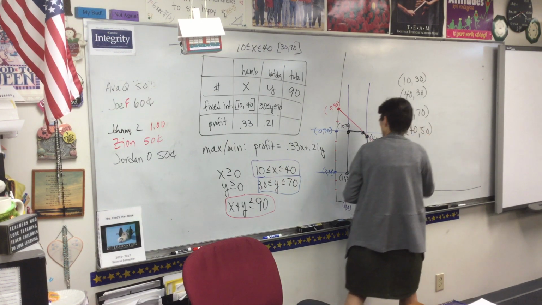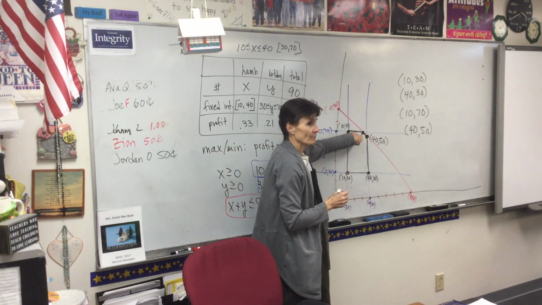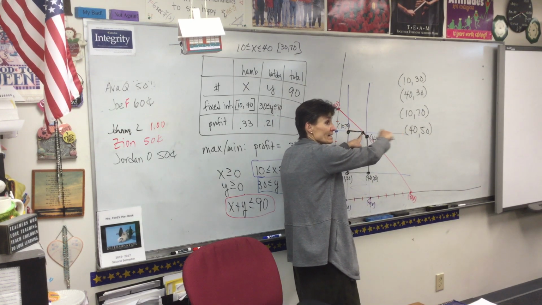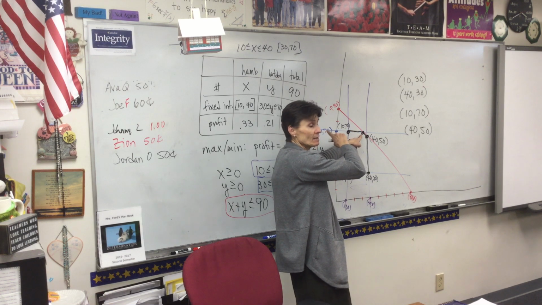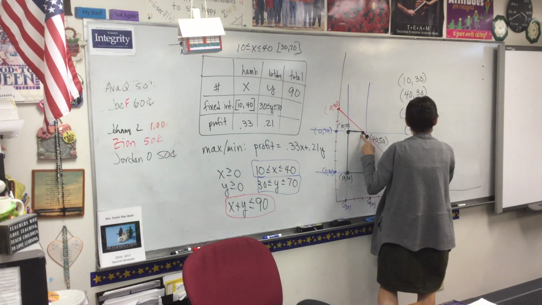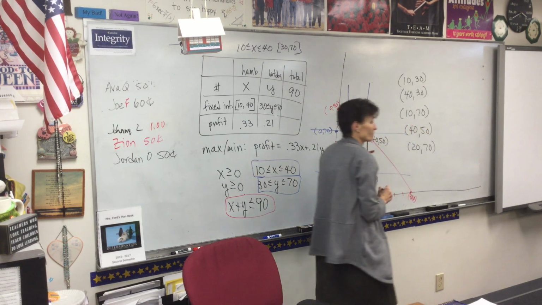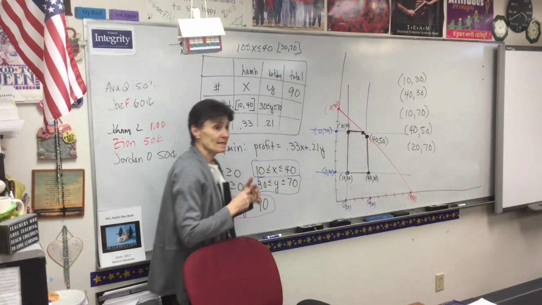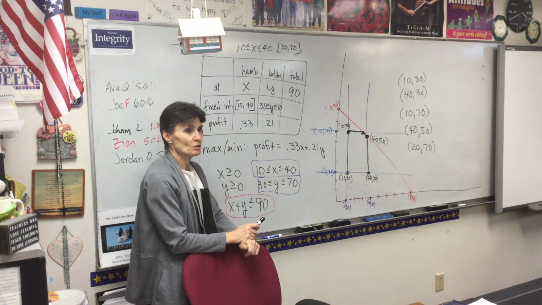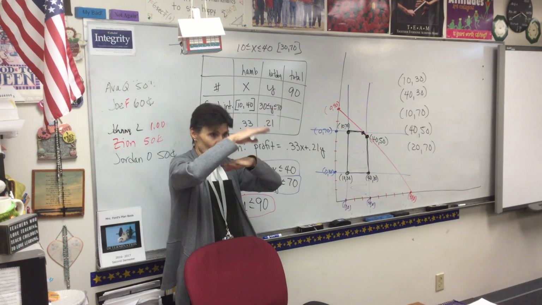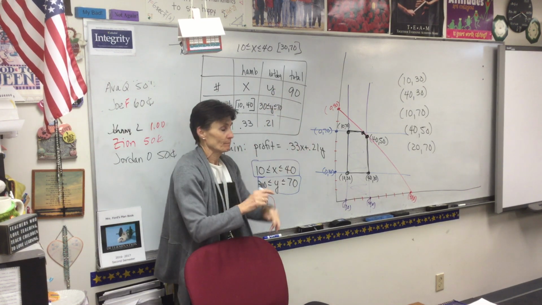And then similarly, see this guy right here? His Y is 70, so his X must be 20. So that one I didn't really need substitution or elimination for because I had all those vertical and horizontal lines.